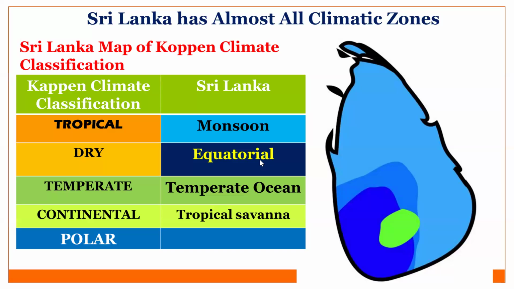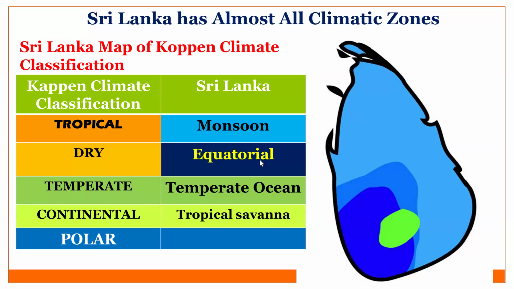It is called the Köppen climate classification. Köppen, somebody who invented this. Common climate classification: tropical, dry, temperate, continental, polar, as I mentioned before. In Sri Lanka, we have monsoon, equatorial, temperate ocean, and tropical savanna. Temperate ocean means coastline. Equatorial is Colombo, Trincomalee, and all those hot areas. Monsoon, northeast and southwest.